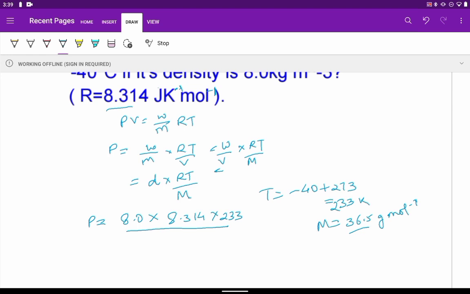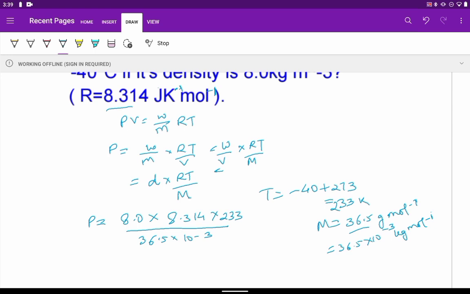We have to convert it into kg. So what we will get? Because density is in kg per meter cube, so we have to convert it into kg. So multiply by 10 to the power minus 3. So that is equal to 36.5 into 10 to the power minus 3 kg per mole. So we can put this value in place of M. So we get 36.5 into 10 to the power minus 3.